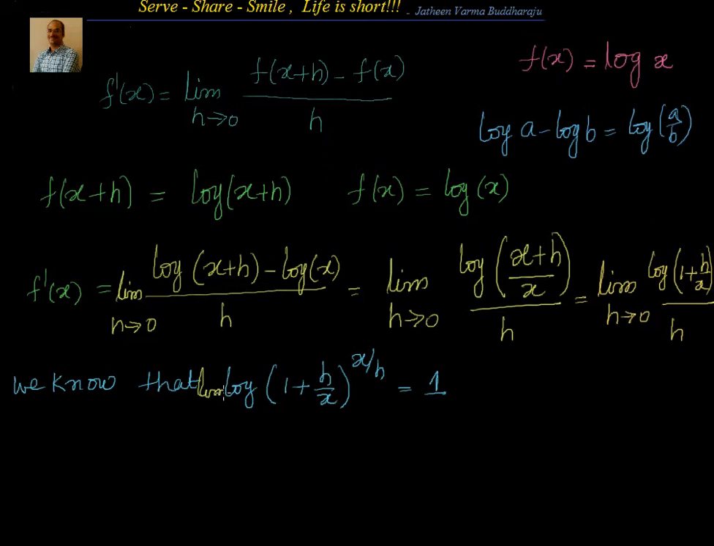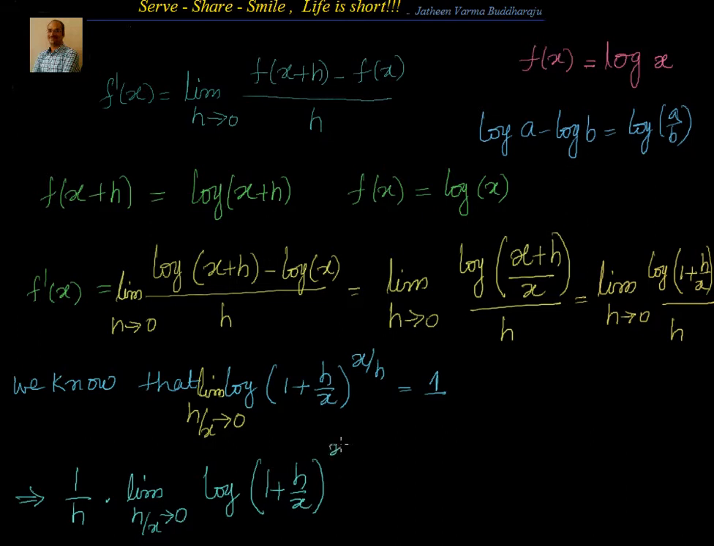We know that if h tends to 0, automatically h by x also will tend to 0, because 0 by anything will be 0 only. So let's leverage that and say, therefore, this is nothing but equal to 1 by h into the limit as h by x tends to 0 of logarithm of 1 plus h by x to the power of x by h, so that I can make this as 1, but I should immediately balance it out so that I will go back to 1 there.